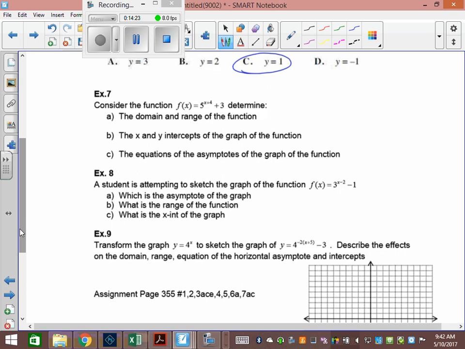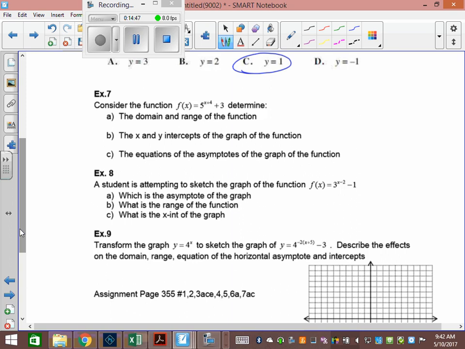No, because your asymptote's a horizontal line, it wouldn't make it wider and narrower. So the only thing that affects the asymptote is the vertical translation. Now it would affect the graph though. Vertical stretches would affect the graph for sure. It just wouldn't change the asymptote. Okay. Also, a reflection would affect the graph, but it wouldn't affect the asymptote.